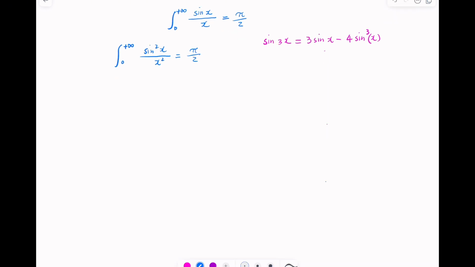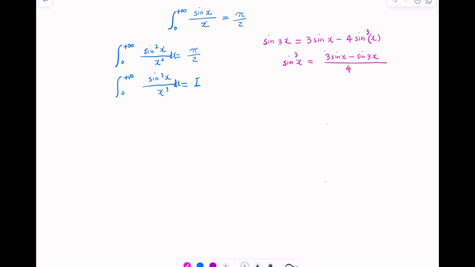Now we try to calculate the integral of the cube, the sine to the third power over x to the third. Let's call this integral I. So it's useful for us to use this trig identity, that is sine 3x equals 3 sine x minus 4 sine x to the third power. Sine x to the third power is going to equal 1/4 of 3 sine x minus sine 3x.